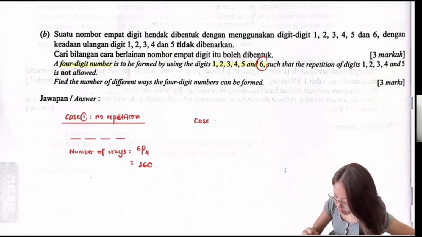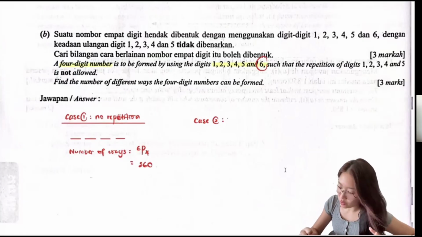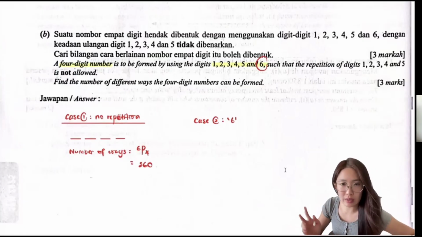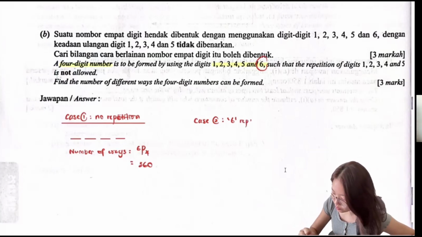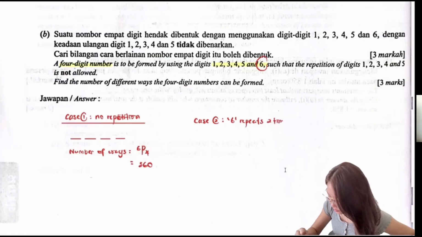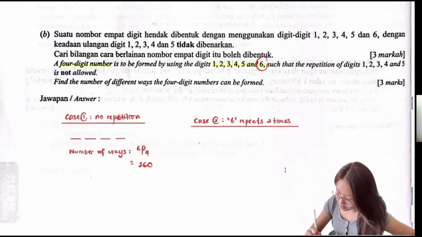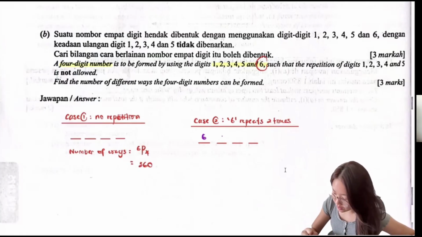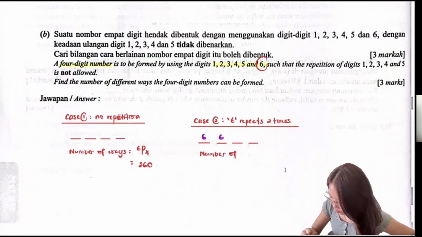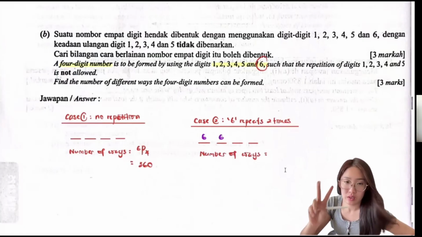Okay, case 2, because they say your 6 can be repeated. So repeat how many times? It can repeat 2 times, it can repeat 3 times, or maybe all the digits are 6. Correct? So let's say 6 repeats 2 times. Okay, 1, 2, 3, 4. 6 repeat 2 times, meaning 6 can be anywhere in the 4 numbers. Let's say I put my 6 here and here. Let's say only. Number of ways, the 2 sixes can be anywhere.